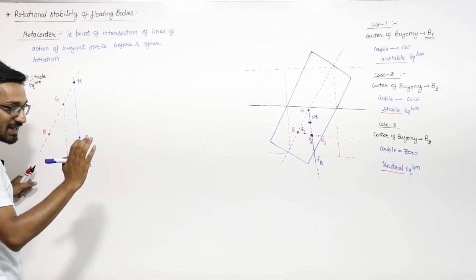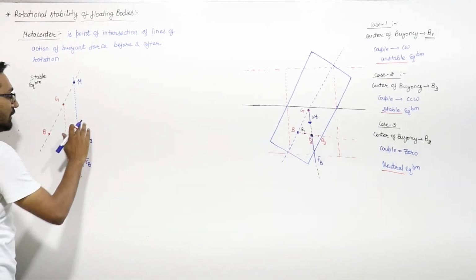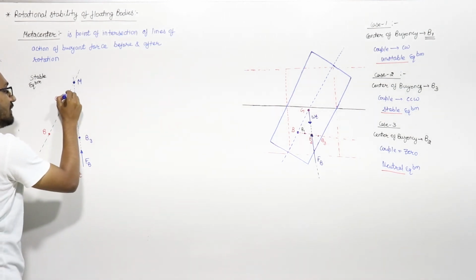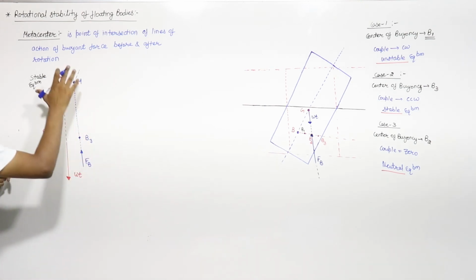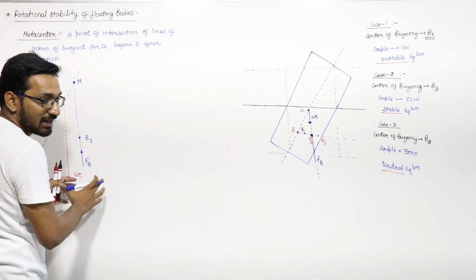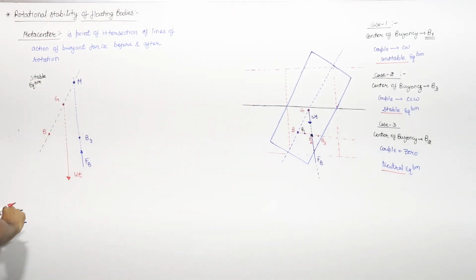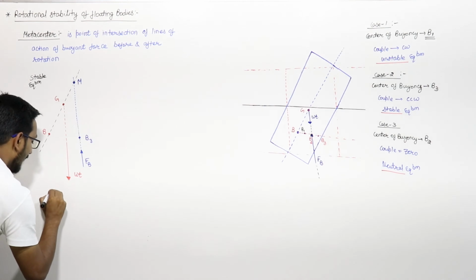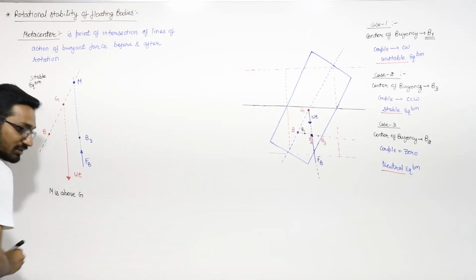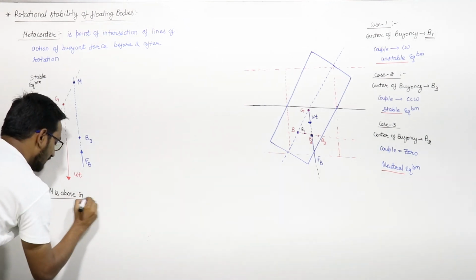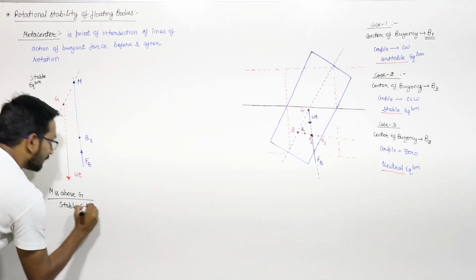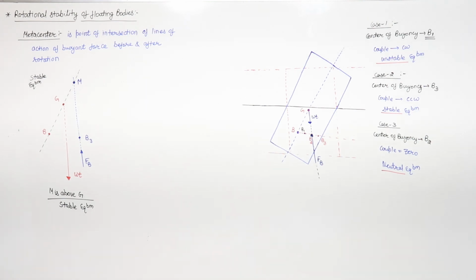You will always get a stable equilibrium. So if here is the center of buoyancy, if you extend this line, it will cut here. So you can say this diagram is for a stable equilibrium. In that case, if the metacenter is above the center of gravity, we have stable equilibrium, right?